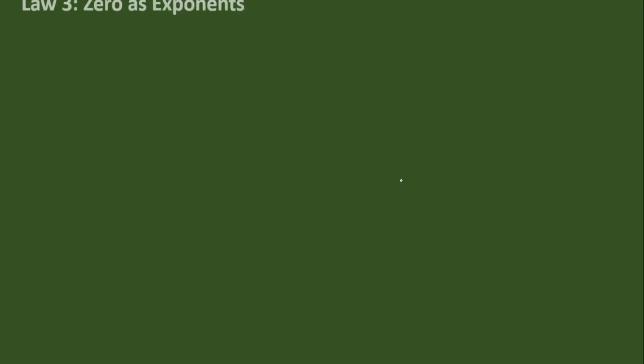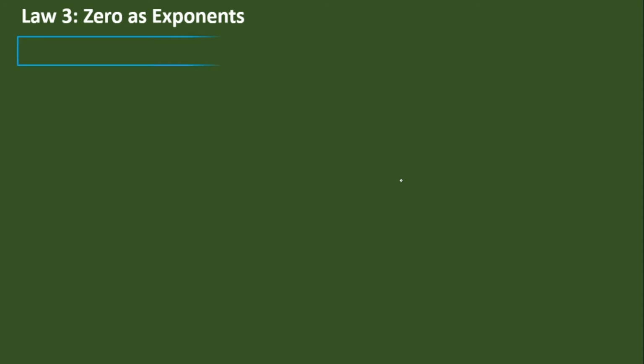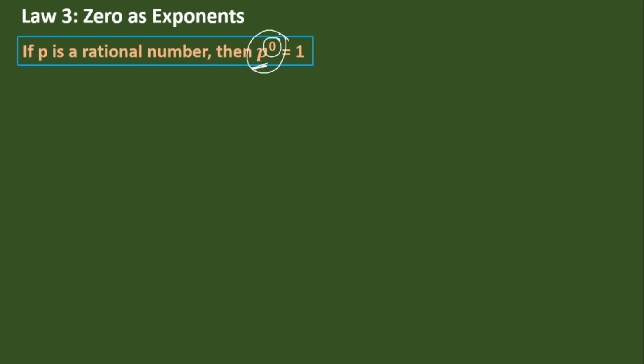Now let's understand law third. Law third is zero as exponent. In this law, if p is a rational number, then p raised to the power 0 is equal to 1. So if any base has its exponent as 0, the answer of the whole exponential form is equal to 1.